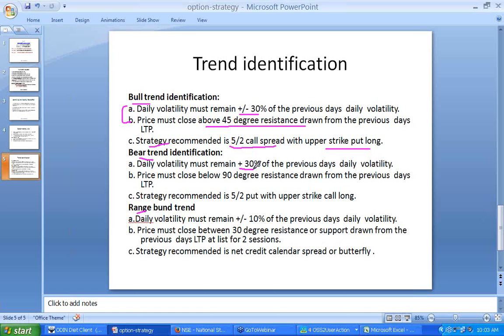So these are the 3 things as per Gann. You might ask me what is this resistance, 45-degree resistance, 30-degree resistance.